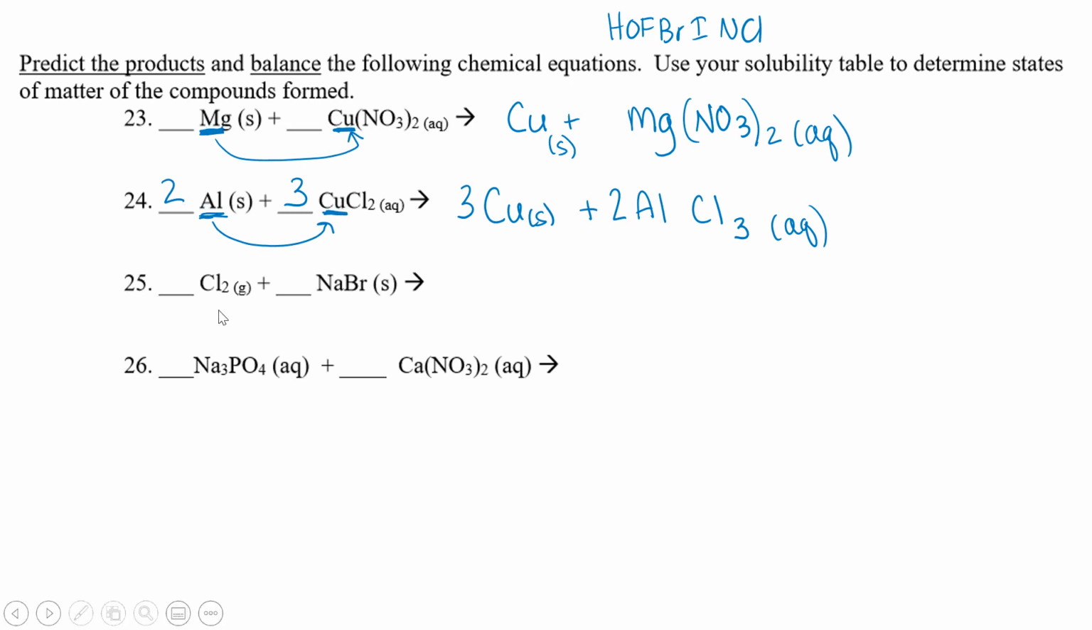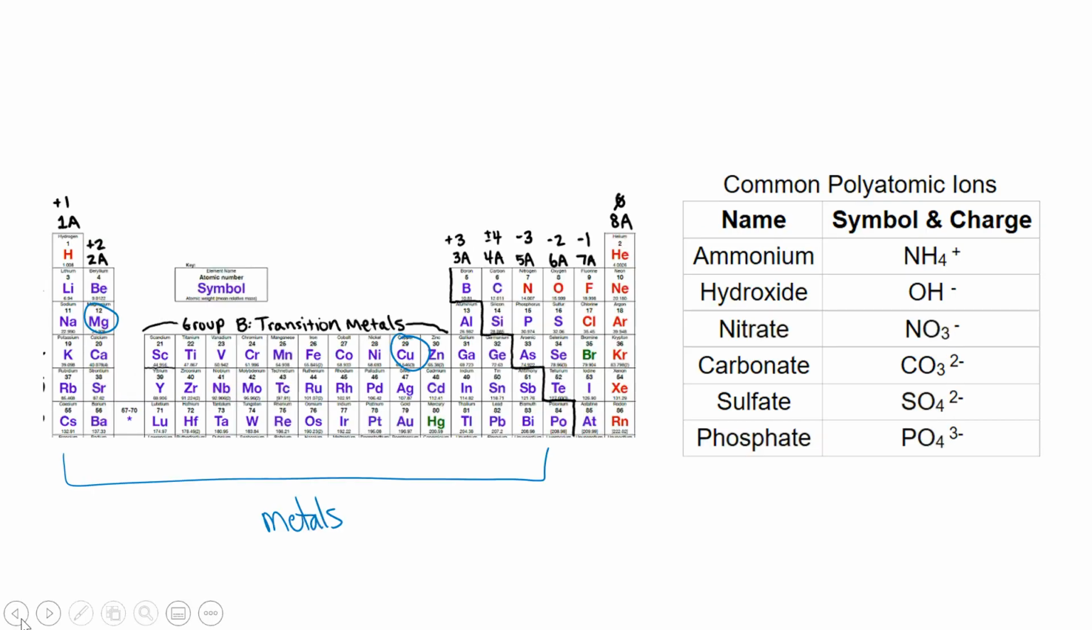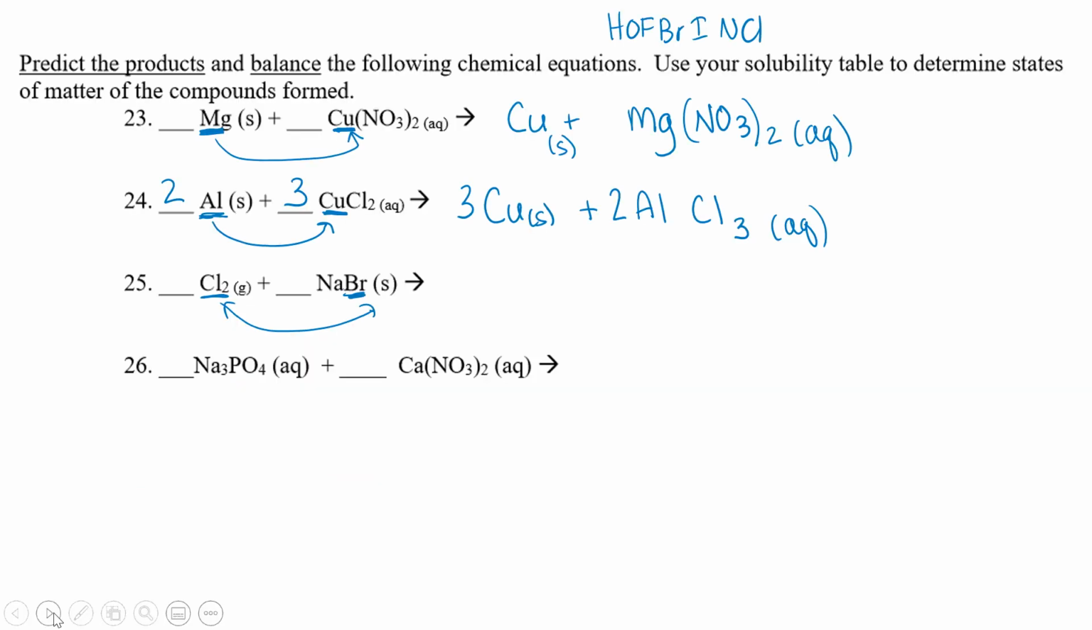Here's another single displacement. In this case, though, chlorine is a non-metal, so it's going to switch places with the other non-metal. And again, how do I know this? If I look back at my periodic table, chlorine's over here, so is bromine. So they're going to switch places with each other. All right, so the bromine is now going to be by itself. And whenever you write the formula for an element, ask yourself, is it part of the Hofbrinkel? In this case, yes, it is.